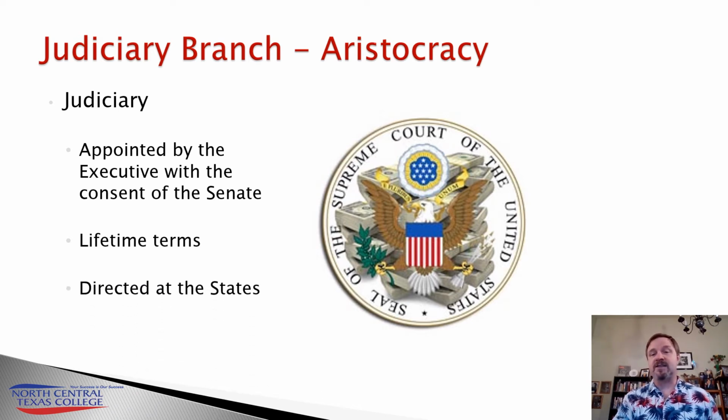The judiciary is initially directed at the states, right? This can be seen in Article 6, Section 2 of the Constitution, which states, "The Constitution and the laws of the United States, which shall be made in pursuance thereof, and all treaties made, or which shall be made, under the authority of the United States, shall be the supreme law of the land." That is the supremacy clause of the Constitution, and that is directed at the states. Remember, I said that we're going to have horizontal checks and balances, but we have to have vertical checks and balances as well. The supremacy clause gives that vertical check and balance between the federal government and the individual states.